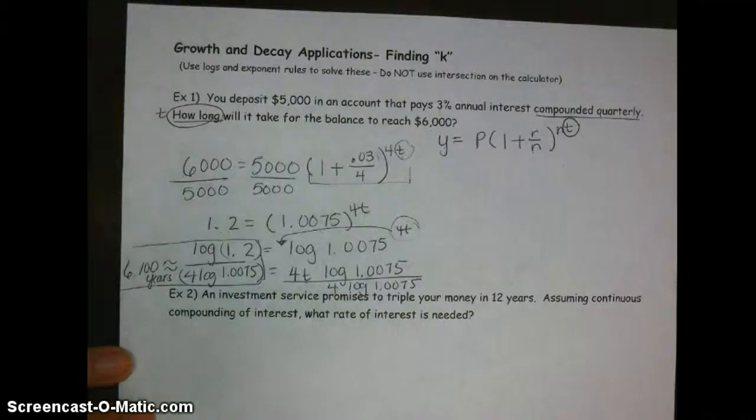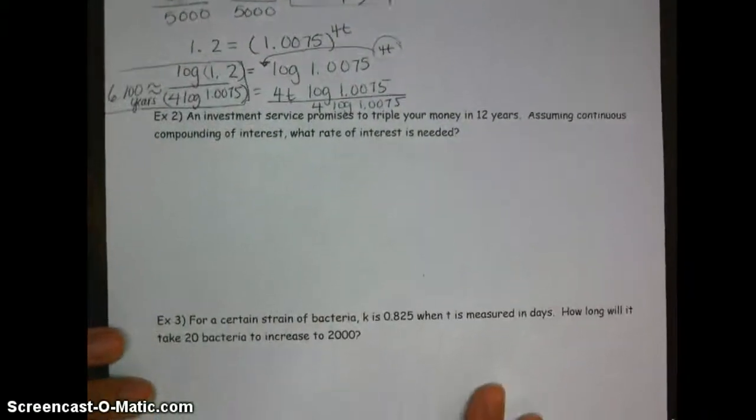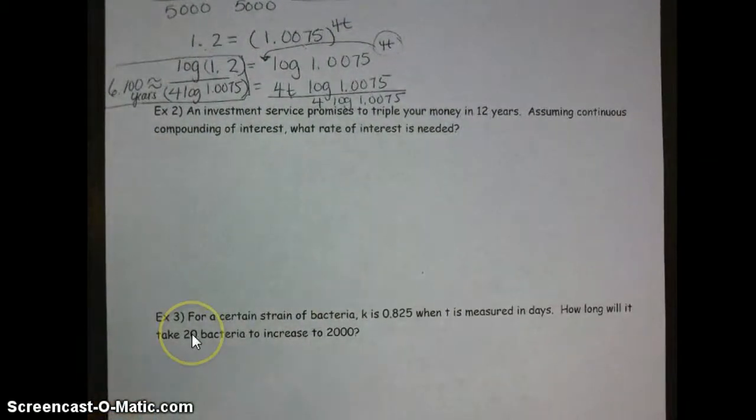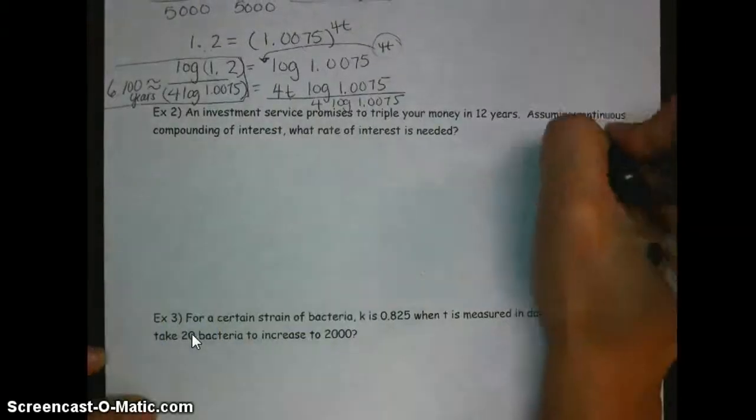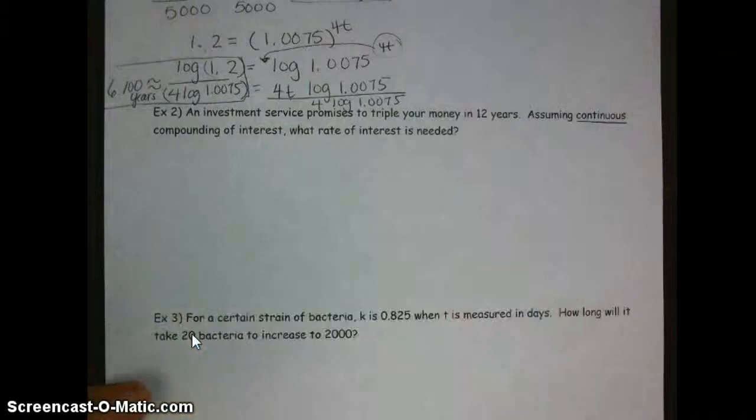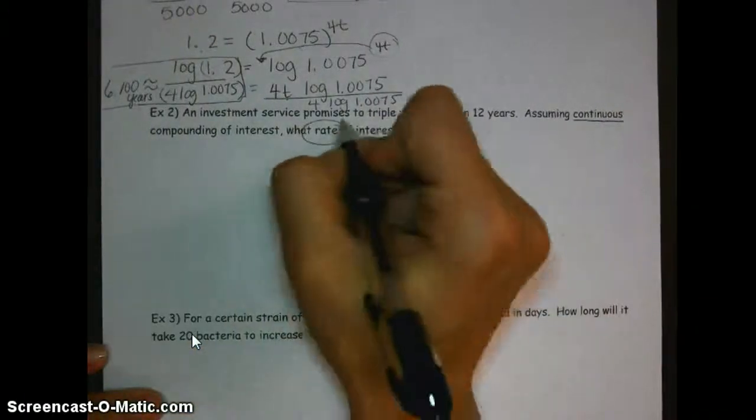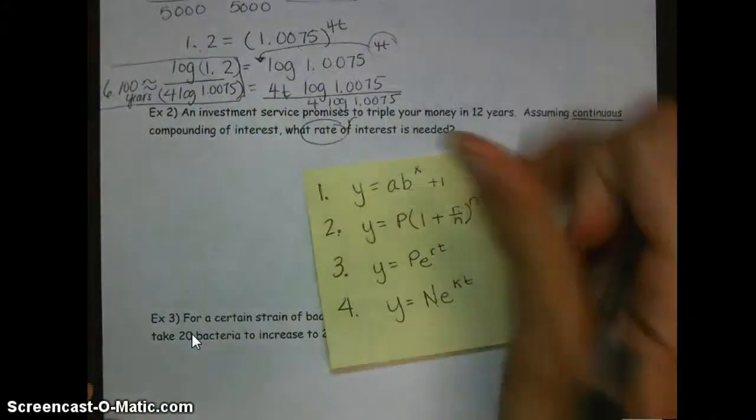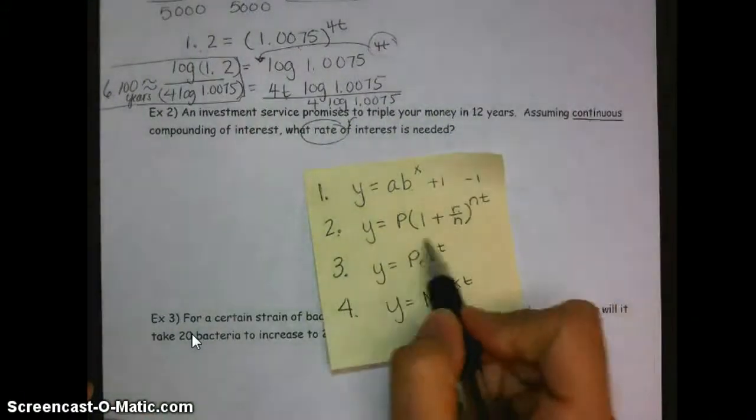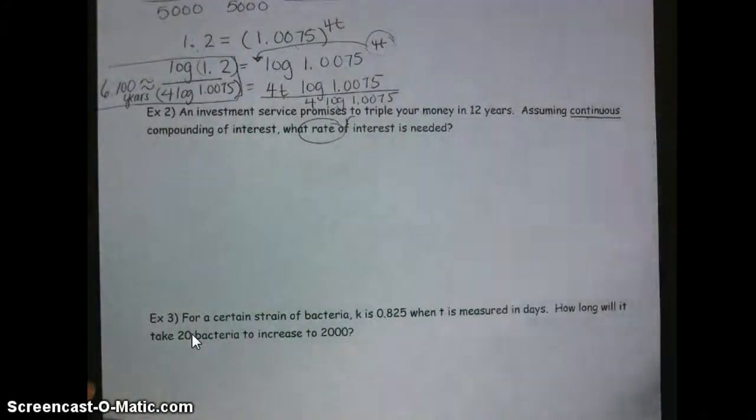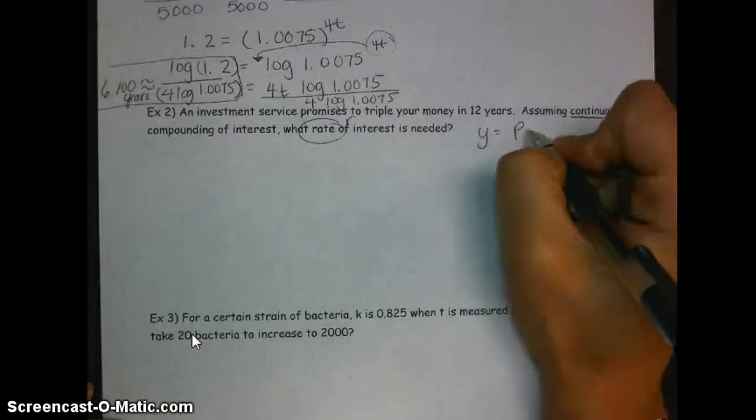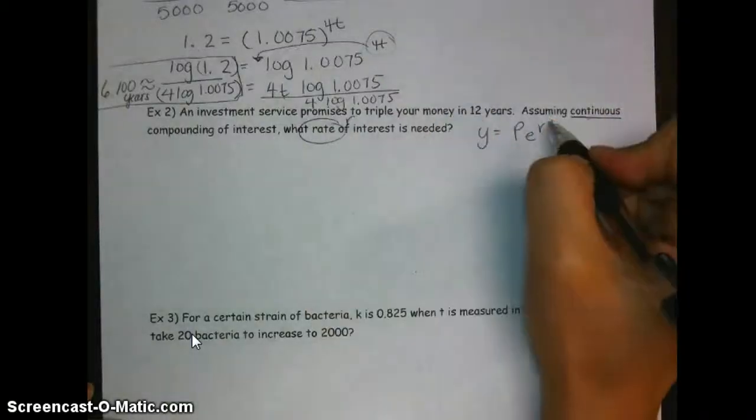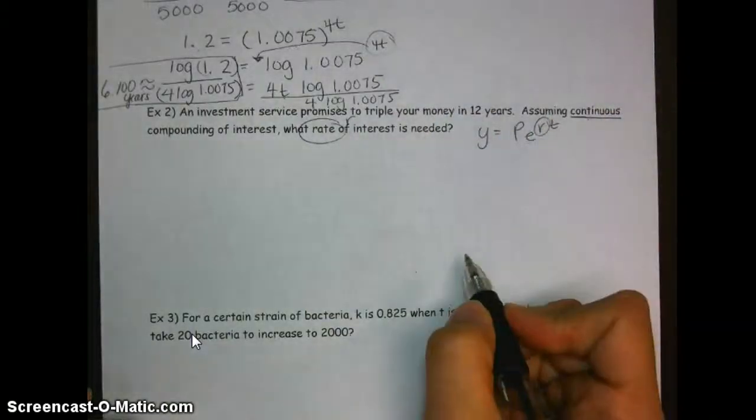All right, so on the next one, an investment service promises to triple your money in 12 years, assuming continuous compounding of interest. What rate is needed? So I'm looking for r. This word continuous means we're going to use our continuous formula here, y equals P e to the rt. That's my general. Okay, I'm looking for r, so everything else should be filled out.